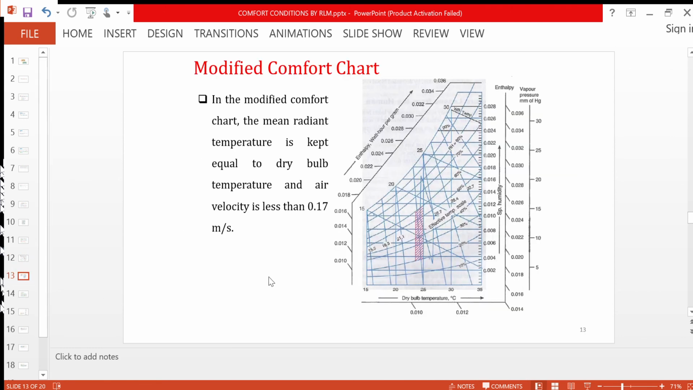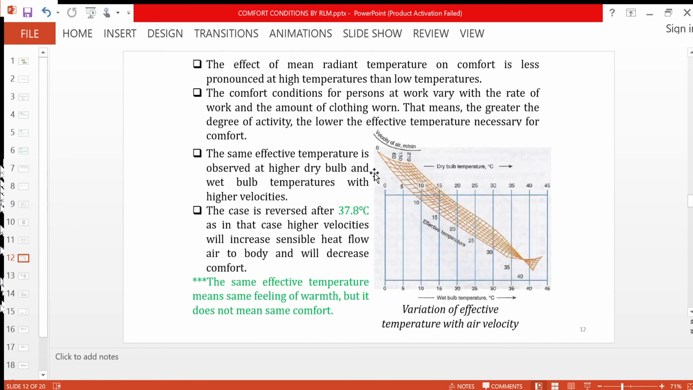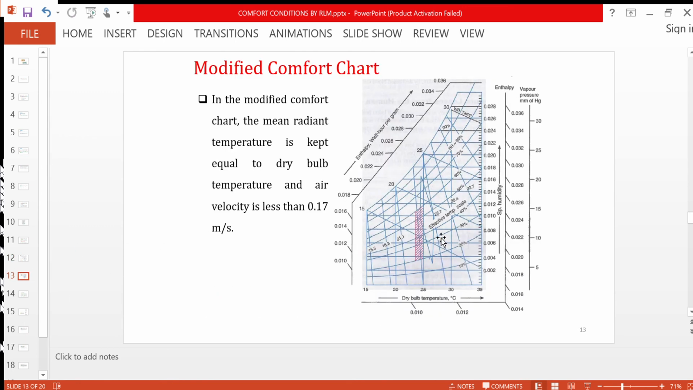This one is the modified comfort chart. It is the same chart with respect to air velocity, because your conditions are changing and the radiant temperature is considered. In the modified chart, the mean radiant temperature is kept equal to the dry bulb temperature and air velocity is less than this. This is modified because nowadays wind velocity is not that high, so considering inside room conditions, this factor is taken. Here your dry bulb temperature is there, here specific humidity is there, and the relative humidity lines are there.